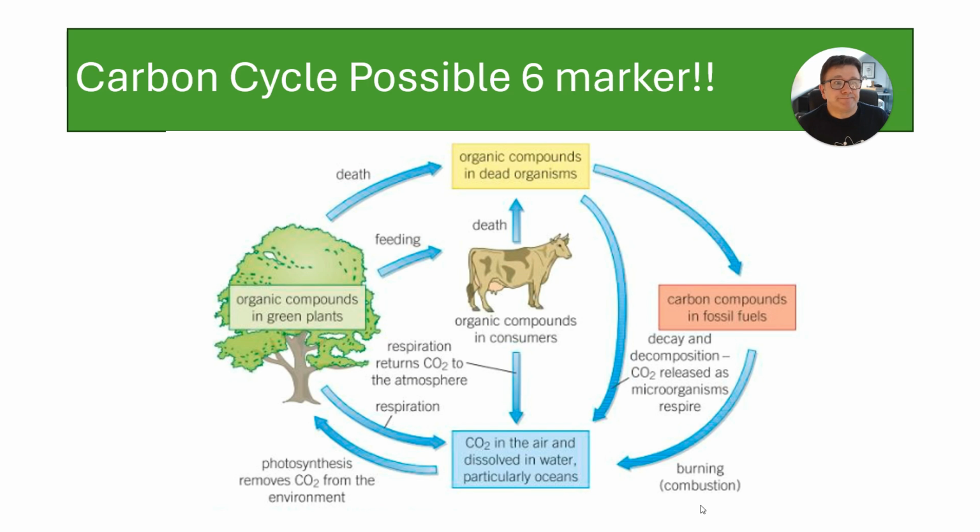Carbon cycle, possible 6 marker. It didn't come up last year, and that looks complicated, but I'm going to just show you an exemplar. Before I do, there are 3 processes you need to be aware of. 4 actually, sorry. Photosynthesis, that removes carbon dioxide from the atmosphere.